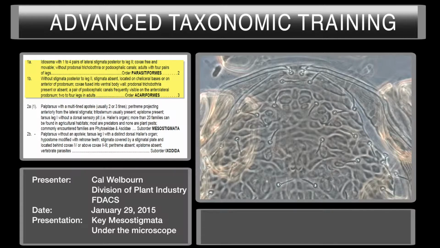So it has stigmata with a lateral paratreme, coxae free and movable, no prodorsal trichobothria, and no podocephalic canal, and has 4 legs, which puts it in the Parasitiformes. So we go to couplet 2: palptarsus with a multi-tined apotele, usually 2 or 3 tines, paratreme projecting anteriorly from lateral stigmata, tritosternum usually present, epistome present, tarsus of leg 1 without sensory pit or Haller's organ. So we're going to look at the palps first.